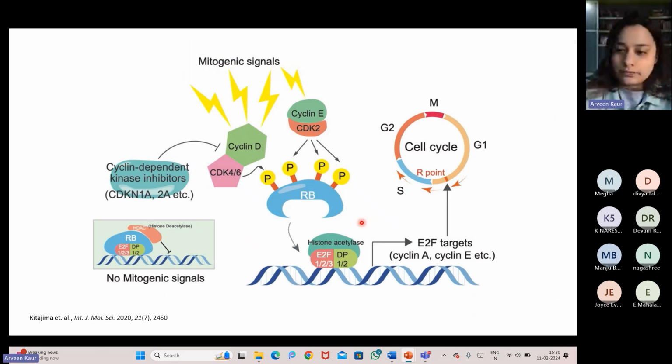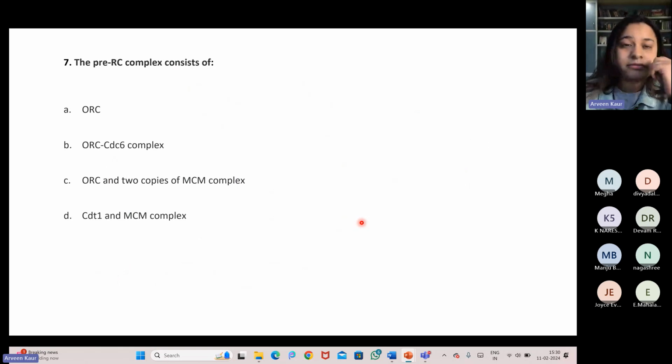I hope this particular part of the cell cycle is clear. We will move on to question number 7 that we have presented over here, which says that the pre-RC, or pre-replication complex, consists of which one of these? The ORC, the ORC-CDC complex, the ORC and two copies of MCM complex, or CDT1 and MCM complex.